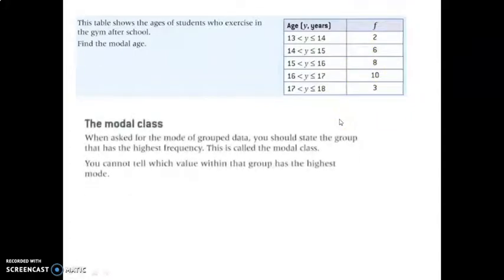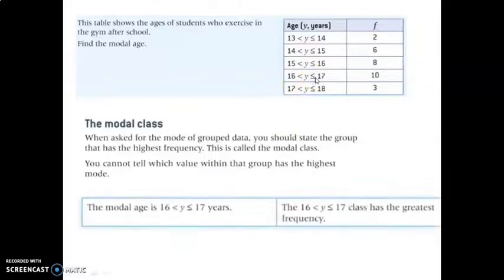All right, clearly here we are talking about something different. Here's a range of ages, right? We don't know what age, 16 or 17, occurs most frequently, but we know that these ages occur most frequently between 16 and 17. So we call that the modal class. And in this case, the modal class is ages 16 to 17.